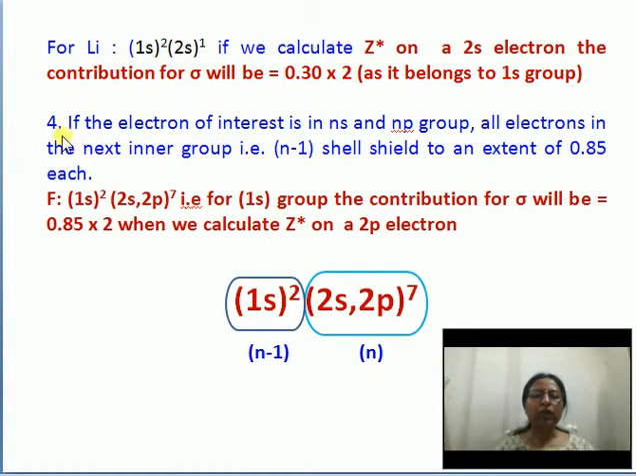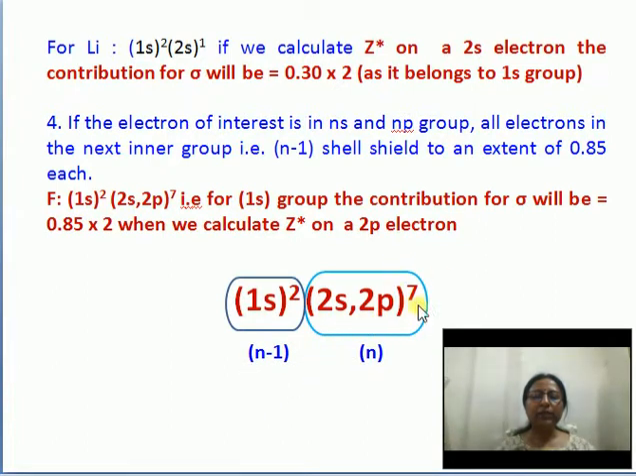Now coming to the fourth rule. It states that if the electron of interest is in an NS or NP group, all electrons in the next inner group, that is the N-1 shell, shield to an extent of 0.85 each. So let me tell you. This is fluorine again. The group electronic configuration is known to you now. This 1s group is actually called the N-1 group. So look here, this is 2s2p, that means the NS-NP group.